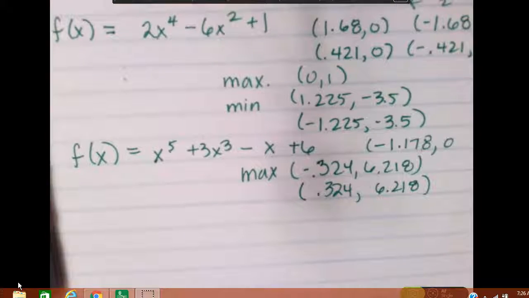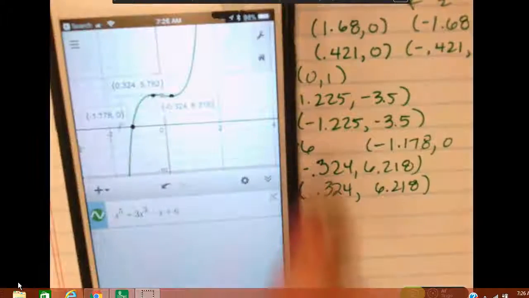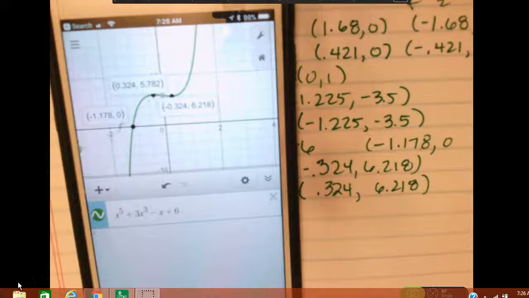Sorry, let me fix this. And you can't see the graph either. So sorry. Alright, so that's what I ended up with for my graph. And those are the solutions.